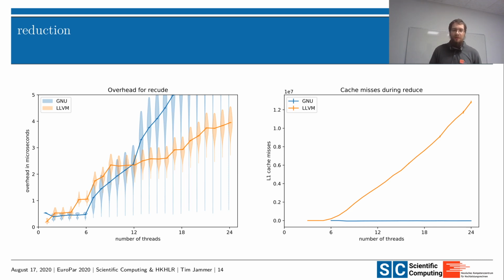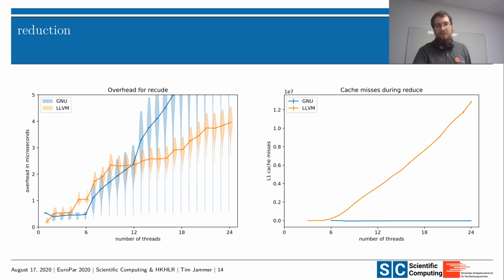So one thing that we note is, here we plotted the cache misses of the reduction operation. And we note that the GNU implementation does not have a lot of cache misses. Basically, first each thread writes their local value into an array, and then there are some cache misses when the master thread collects the results. In contrast, the LLVM implementation, the tree scheme, has a lot of cache misses.